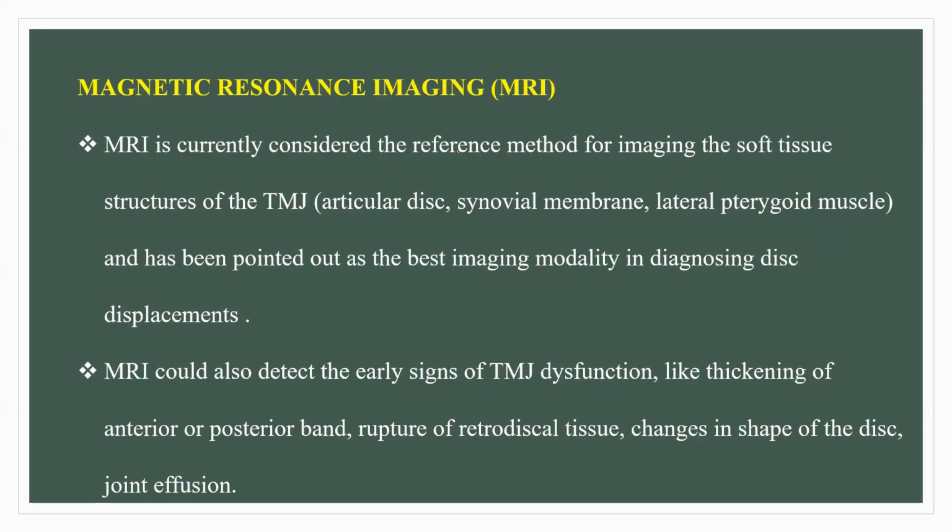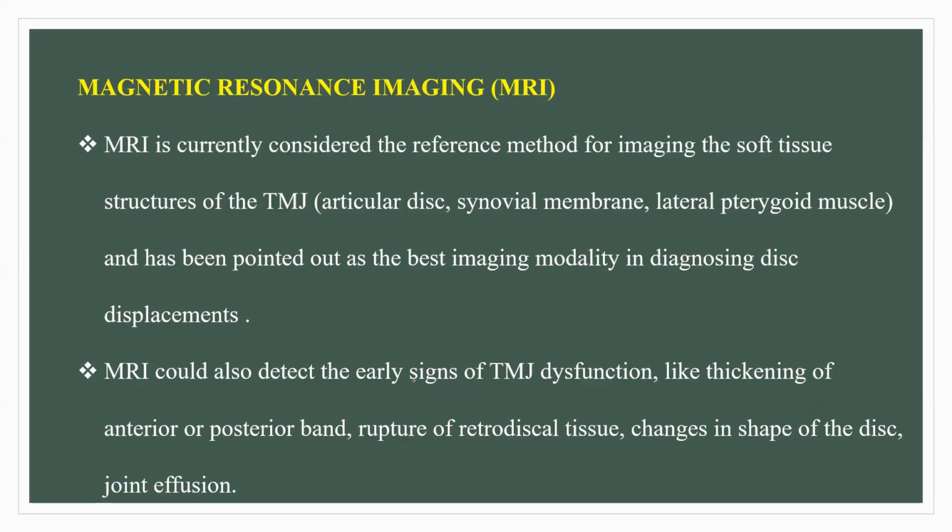Now, coming to soft tissue imaging, we have magnetic resonance imaging and arthrography. So we'll see how MRI is going to help us. MRI is currently considered the reference method for imaging the soft tissue structures of the TMJ, such as your articular disc, synovial membrane, and lateral pterygoid muscle. Whenever we were discussing the anatomy of the TMJ, if you remember, we talked about the soft tissue aspects: the articular disc, synovial membrane, and the lateral pterygoid muscle. So we get to visualize these in MRI, and it has been pointed out as the best imaging modality in diagnosing this displacement. So if there's any problem with this, if there are any disc derangements, we can see it with the help of MRI.